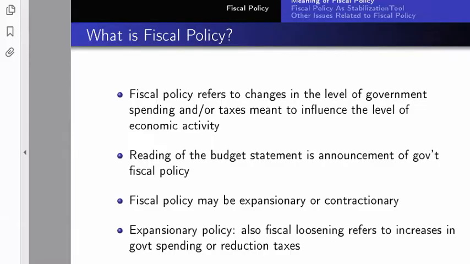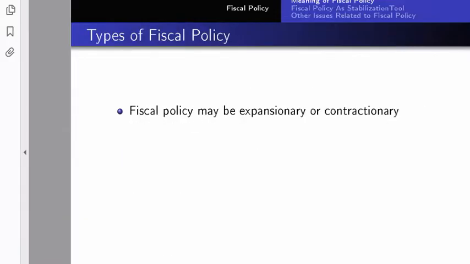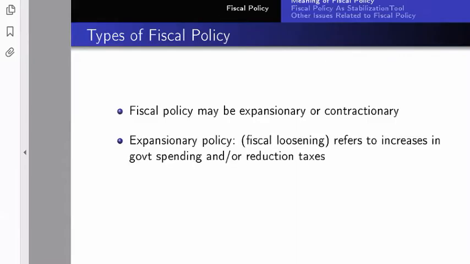I've just demonstrated to you how a reduction in tax can lead to an increase in disposable income, increase in consumption, increase in aggregate demand, and increase in income. Now, fiscal policy may be expansionary or contractionary. We've seen that already. Expansionary fiscal policy or fiscal loosening refers to an increase in government spending and a reduction in what? In taxes.